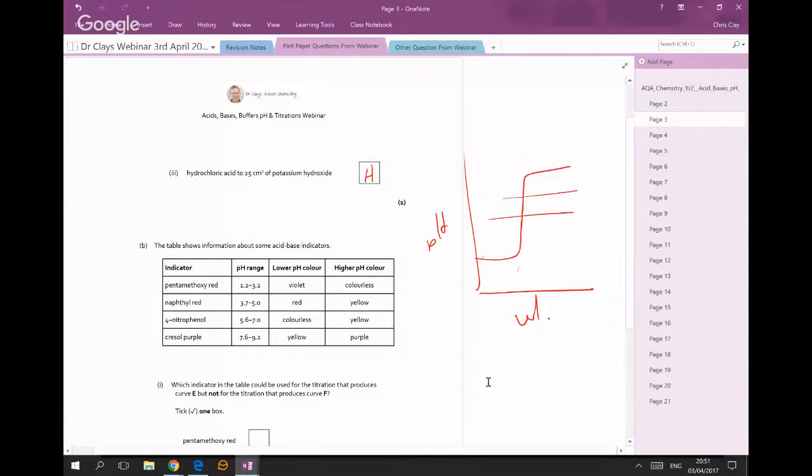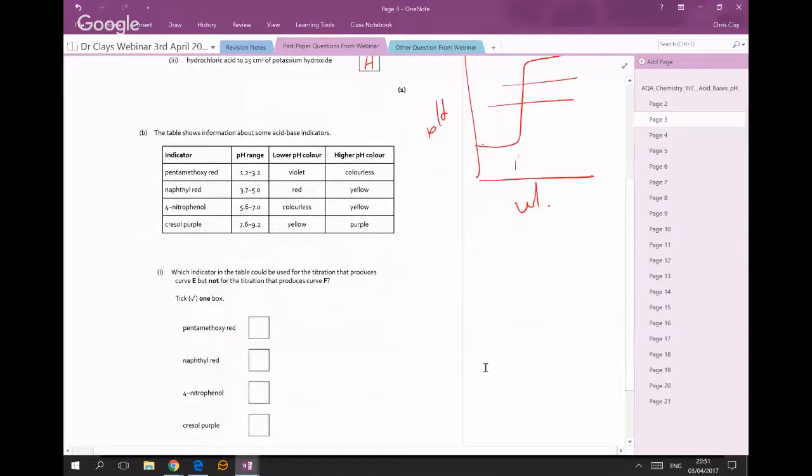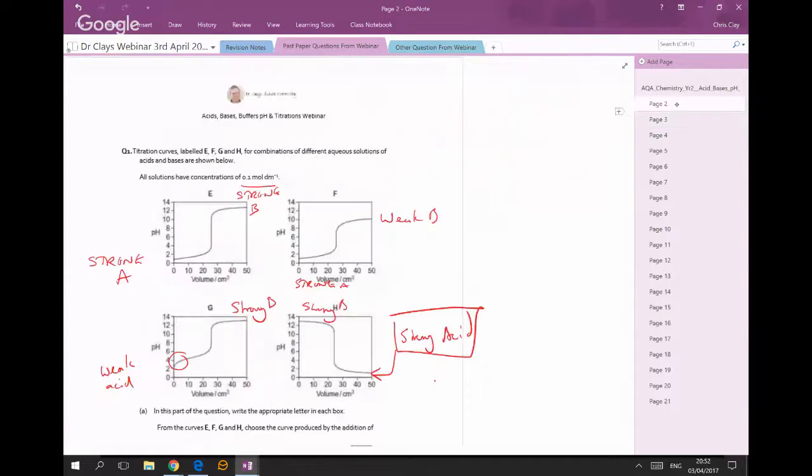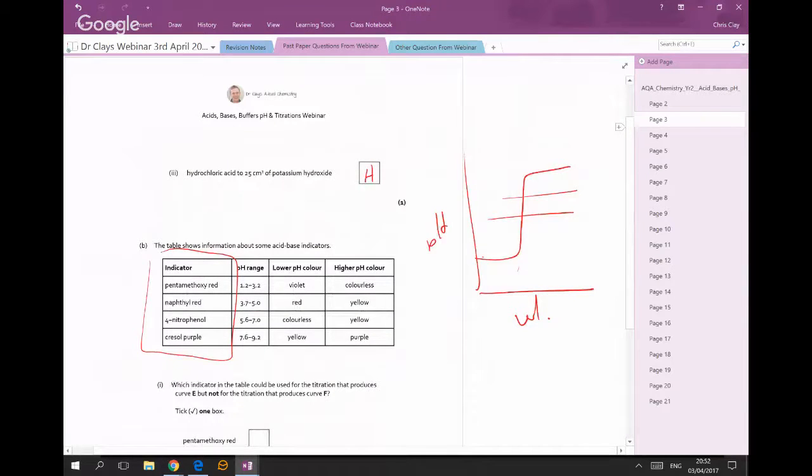So as we go down here, we're going to look at this table, which shows information about some acid-base indicators. It doesn't matter that you've never seen them before. The key thing is the pH ranges, and look at the lower pH, remembering that that's going to be on the acid side, and the high pH. So which indicator in the table would be used for the titration that produces curve E, but not for the titration of curve F? So curve E here, well, we're looking for something between 3 and 12, and for F, between 4 and 7. So we want something, the ones at the bottom here would be no good. Pentamethoxy red is possible, but the ideal one is probably naphthyl red.